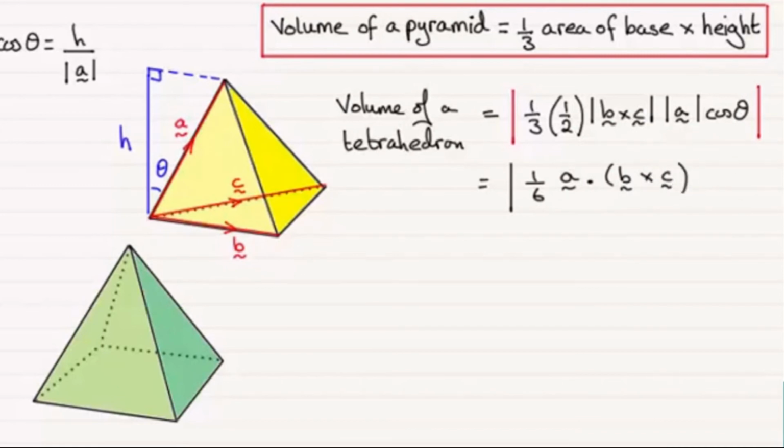And then these two fractions, 3 times a half, give us a 6. It means the final volume of the tetrahedron will be 1 over 6 times the dot product of vector A and B cross C. Remember, B cross C is a vector cross product, and it gives us a vector as its solution. So what we have got is the volume of a tetrahedron.